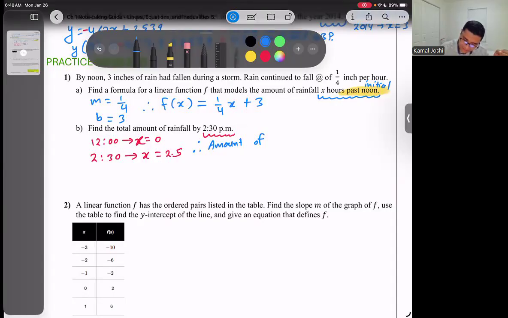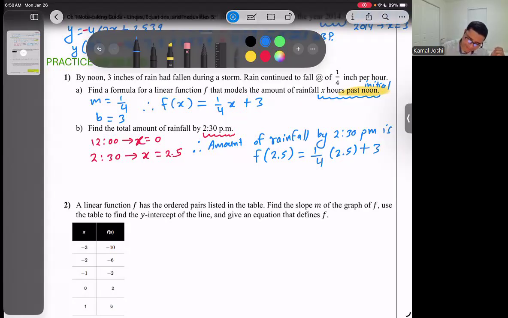Therefore, the amount of rainfall by 2:30 p.m. is, you should say. Okay. And that would be f of 2.5, right, which is 1/4 of 2.5 plus 3, and that will be 3.625 inches, like that. Okay.